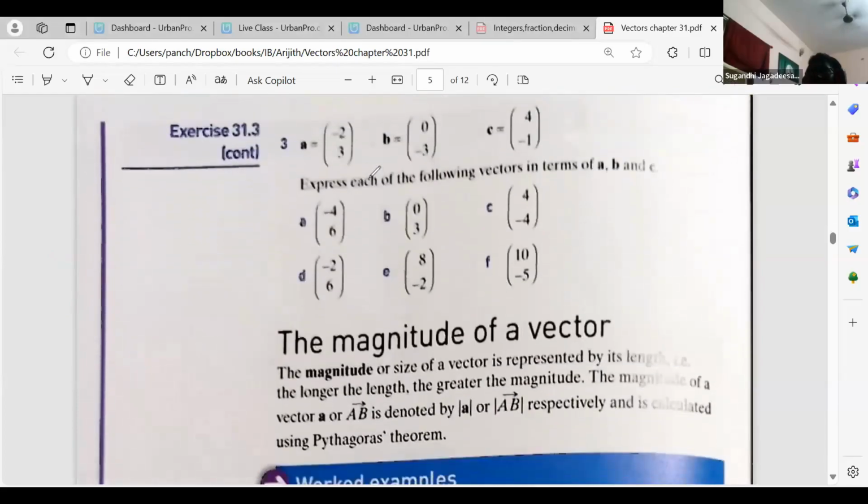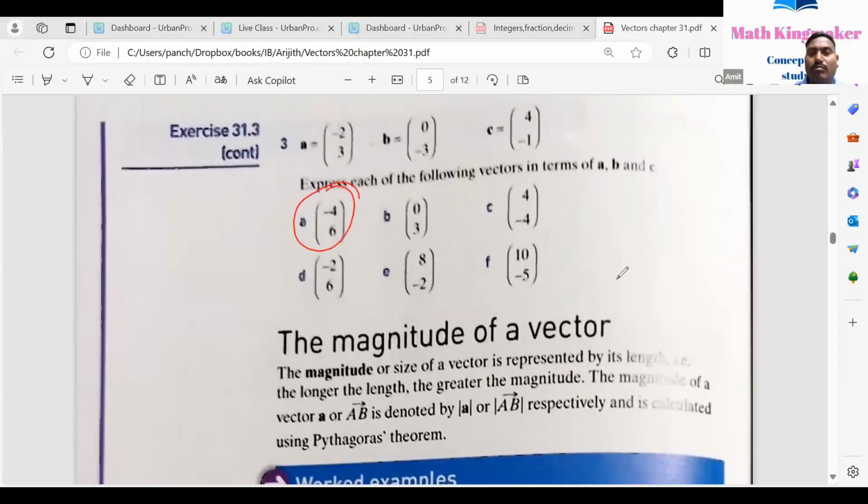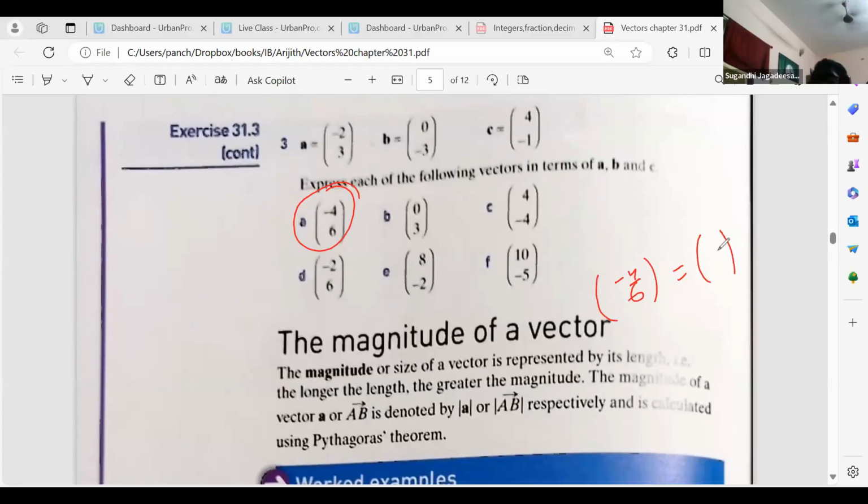No, sir. Okay, now express each of the following vectors in terms of A, B, and C. So now you have to represent these vectors in terms of A, B, and C. Okay, this is A question, this is B part, this is C part, this is D, E, F. So that means for A question, -4, -4, 6 can be represented as something in terms of A. A means -2, 3. B means 0, -3. And C means 4, -1.